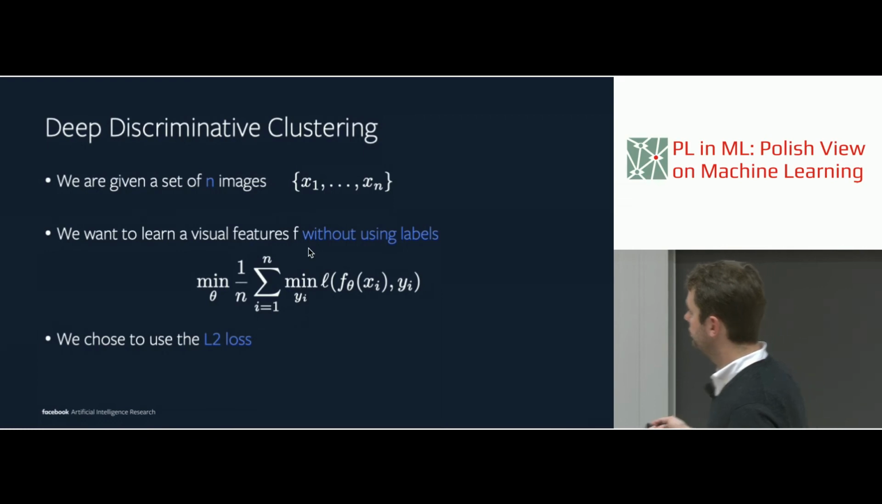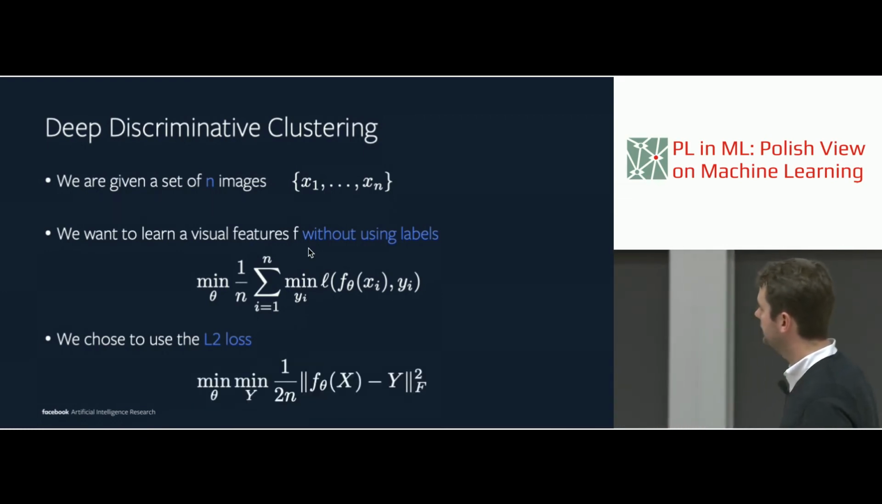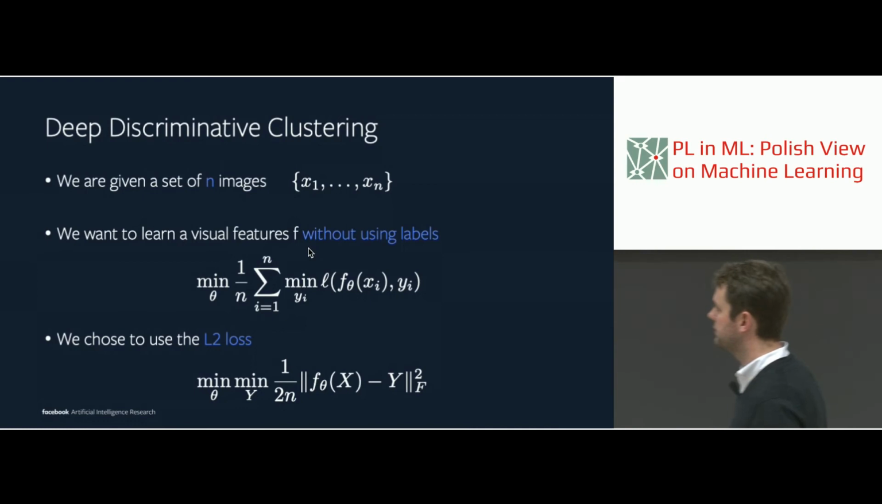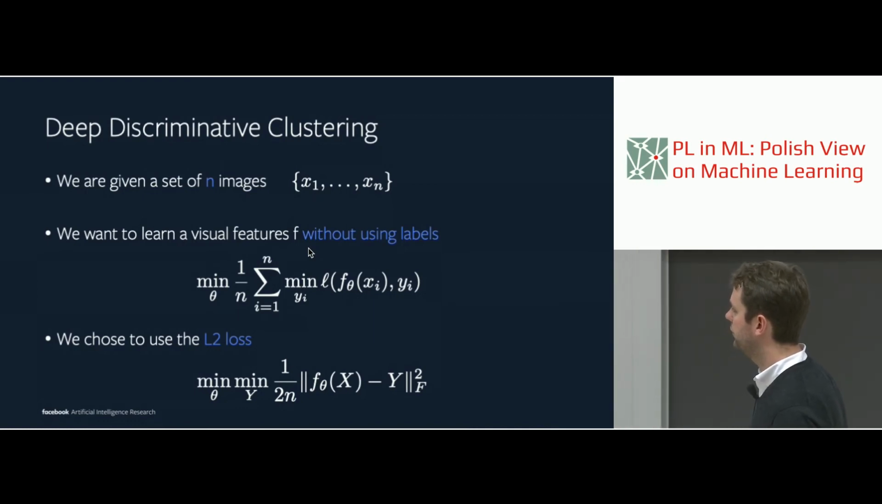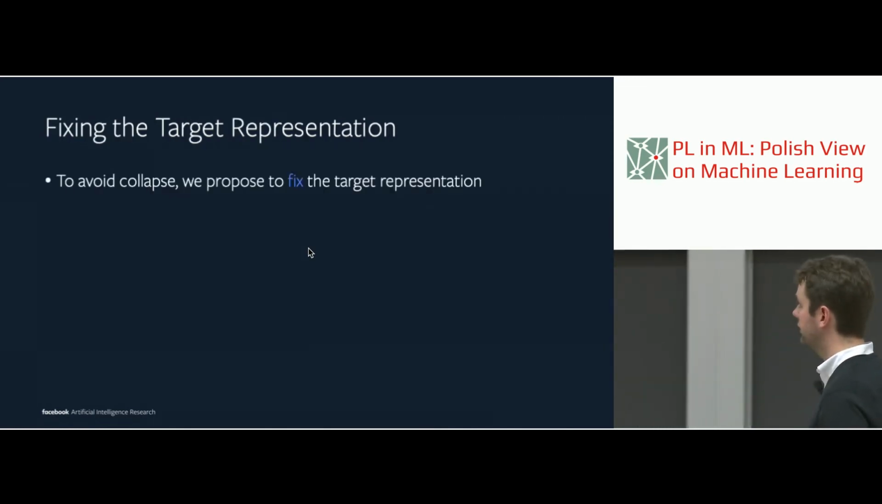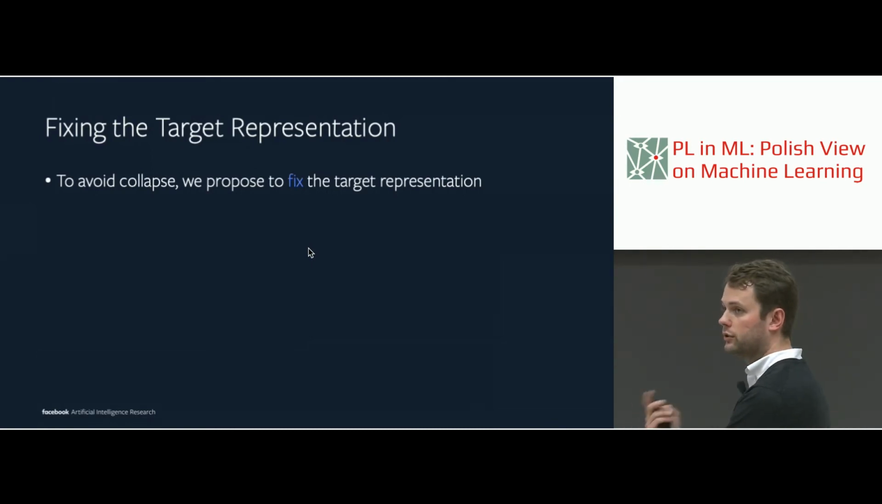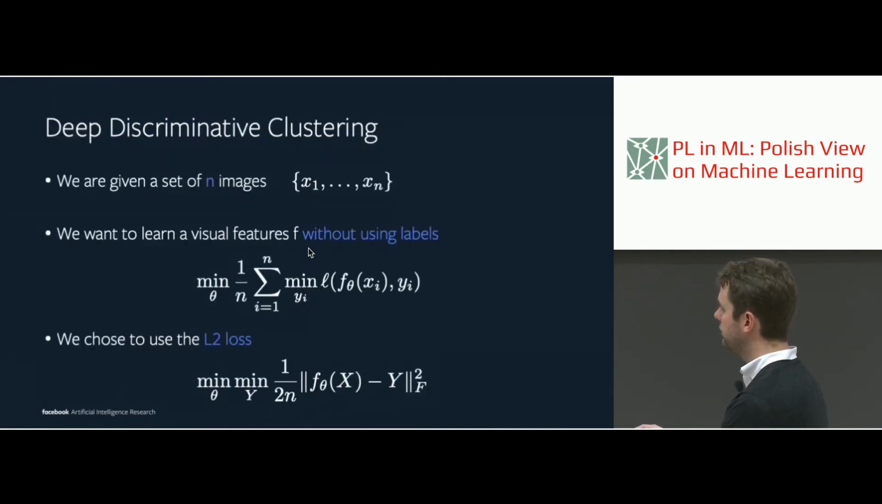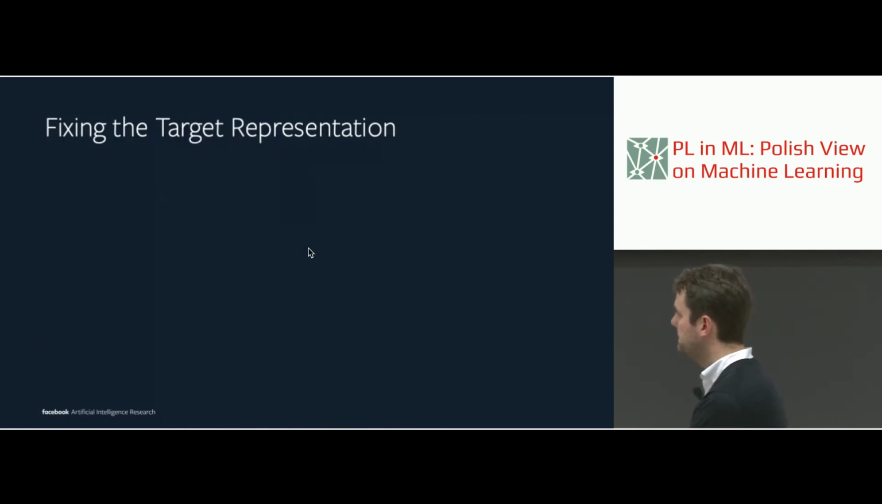In our paper, we chose to use the L2 loss, and this looked in matrix form as the minimization with respect to the parameters, of the minimum with respect to the labels, of this discrepancy between the features and the labels. The whole trick in this paper was to fix the target representations in order to avoid collapse, because if I just optimize over all binary matrices, you're going to end up with everyone going in the same class and finding a trivial solution.